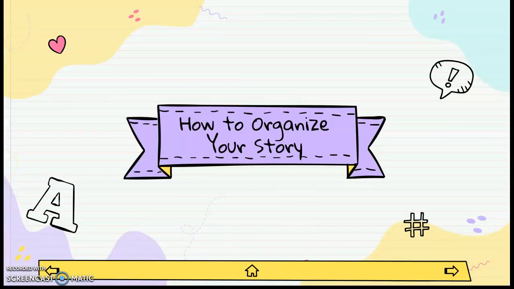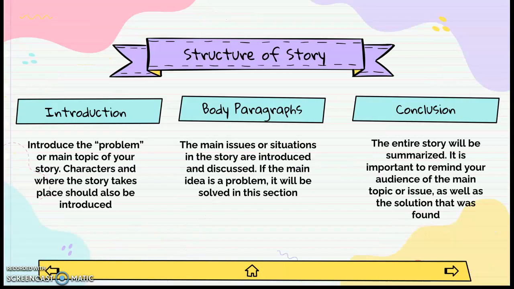Next, we will talk about how to organize your story. So there's three main parts of the organization of a creative writing story: introduction, body paragraphs, and conclusion. So your introduction paragraph should introduce the problem or the main topic of your story, as well as the characters and where the story takes place.